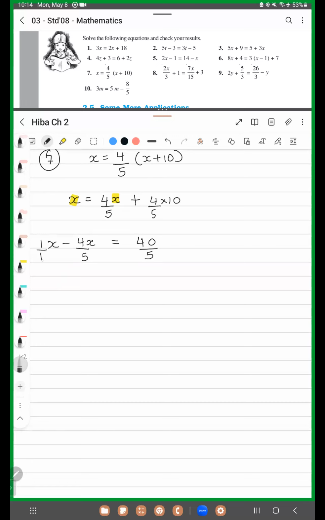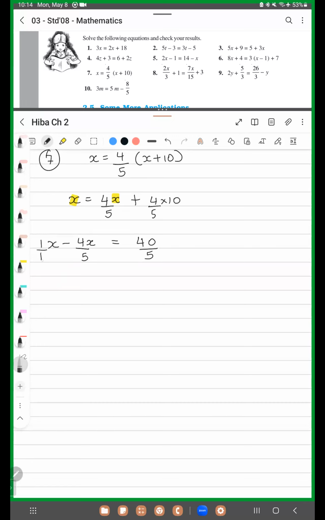Hiba, if you find fractions a little bit problematic, say. I have a doubt in the checking part. Like, I don't know how to do the checking part. In this question, we have to check. Okay, we'll get to that.